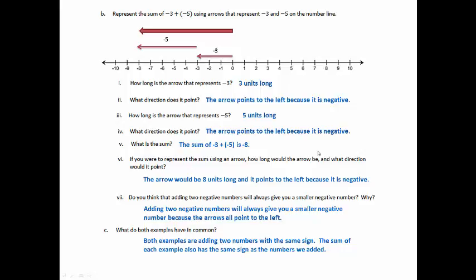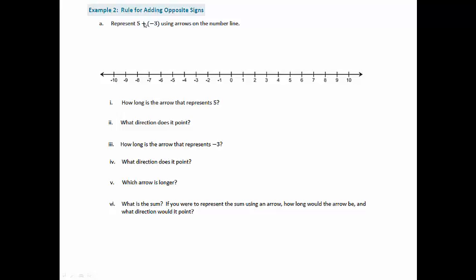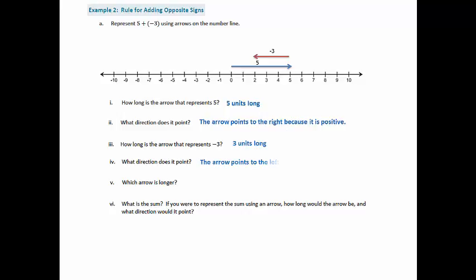Let's take a look at an example where we're adding two numbers with different signs. We're going to represent 5 plus -3 using arrows on the number line. Our first arrow starts at 0 and represents 5. Our second arrow represents -3 and starts at 5 but goes to the left. The first arrow is 5 units long and it points to the right because 5 is positive. The second arrow is 3 units long and it points to the left because -3 is negative.